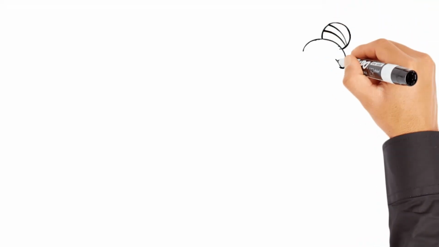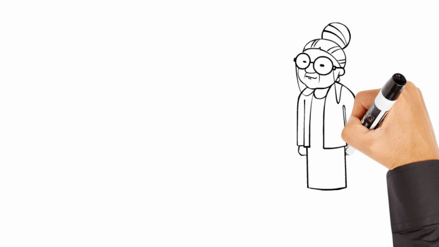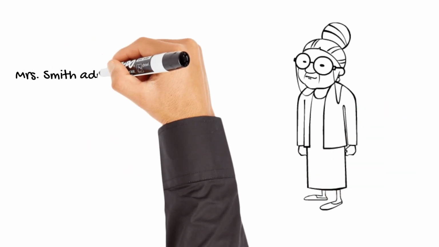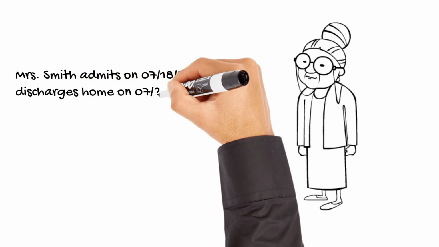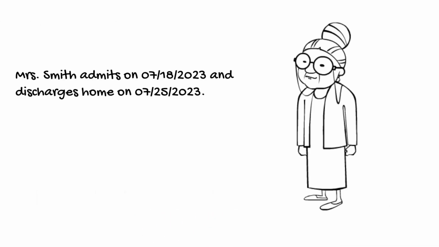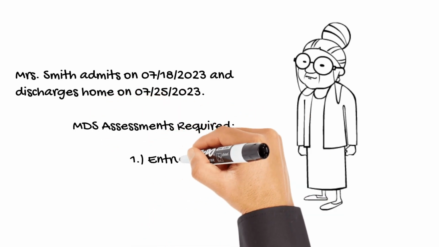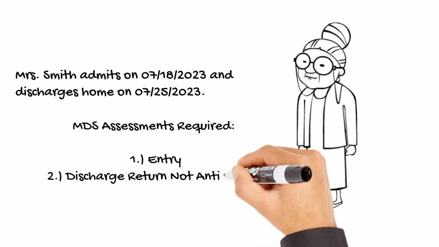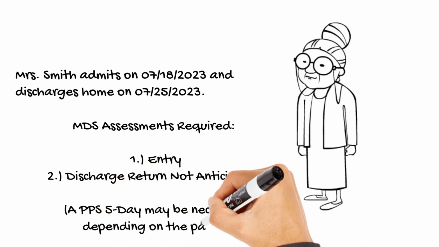Let's say you have a new resident who admits to your facility, Mrs. Smith we'll call her. Mrs. Smith admits to your facility on July 18th, 2023, but discharges home 7 days later, resulting in a stay less than 14 days. In this situation, the guidelines state that we are not required to complete the OBRA admission assessment, but instead we would proceed with an OBRA discharge, and obviously a Medicare 5-day assessment may need to be completed as well within its prescribed window, depending on the circumstances.